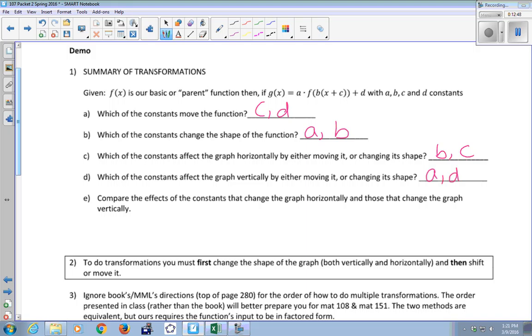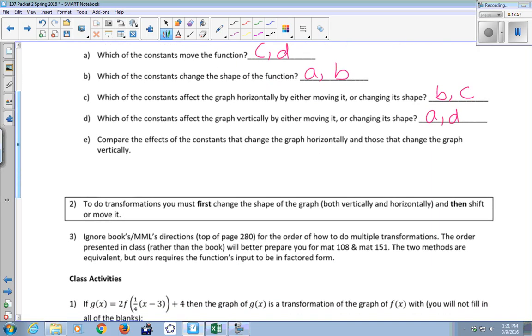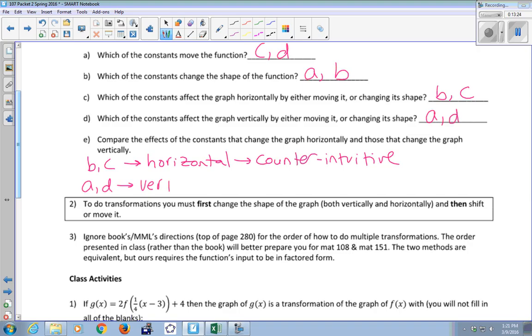Okay, constants that change the graph horizontally, counterintuitive. Constants that change the graph vertically, exactly as you expect. So B and C were horizontal, and they are typically counterintuitive, right? Once you work through some of the activities, hopefully you'll see why that counterintuitive thing happens. But then A and D, those are vertical. Those constants change things vertically. And this is as expected, right? Always works just as expected.